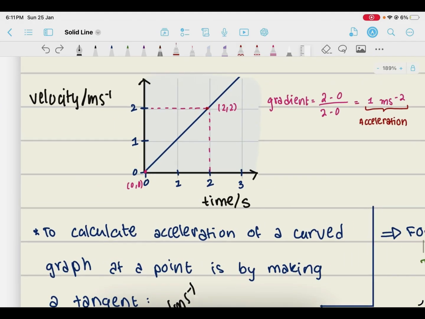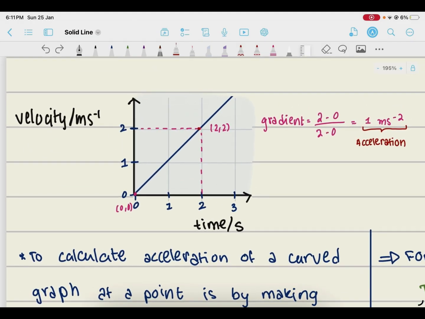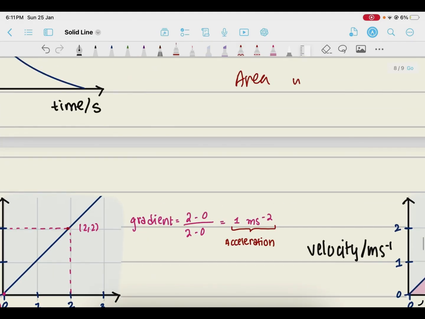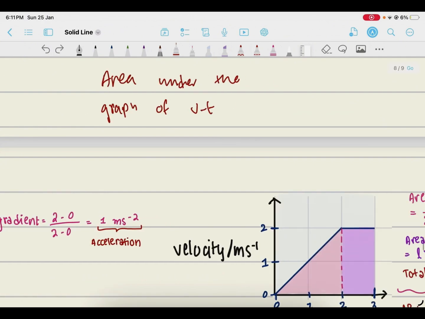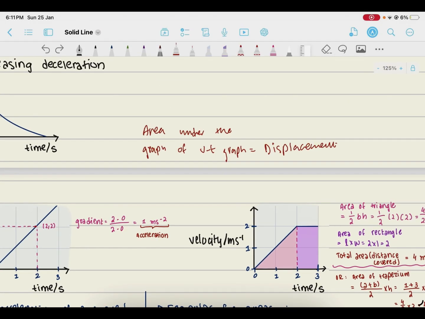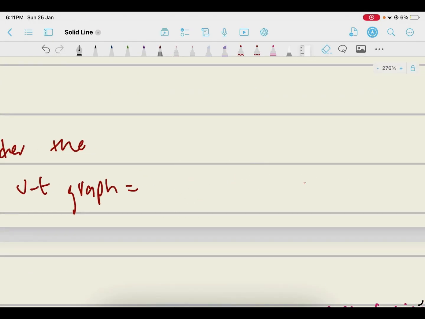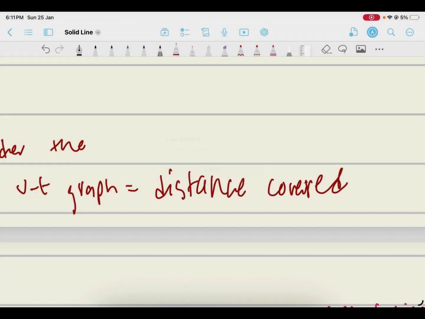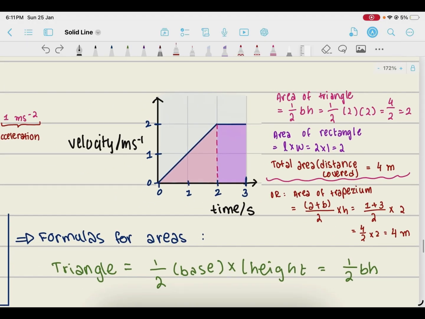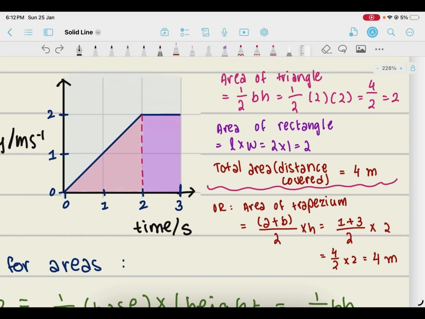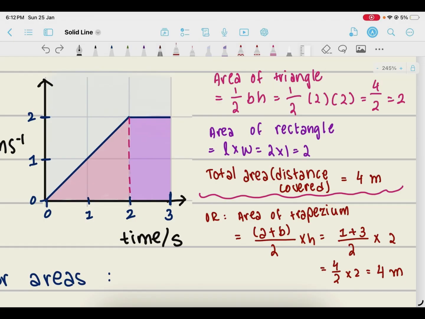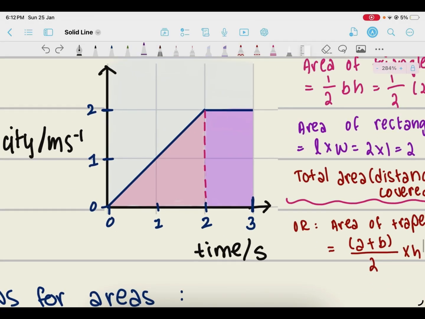Next thing we need to know is that the area under the graph of a velocity-time graph will be the distance covered. Sorry, not displacement, distance covered. As you can see over here, this is why you need to know the area of a triangle, area of a rectangle, etc. So this is our example.